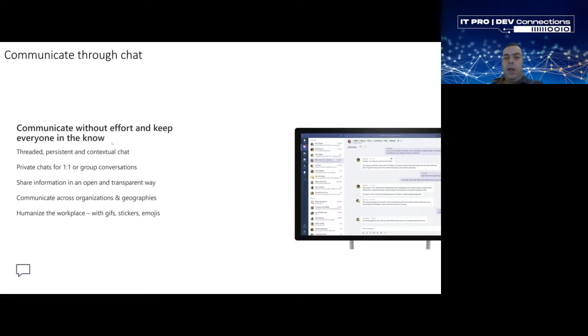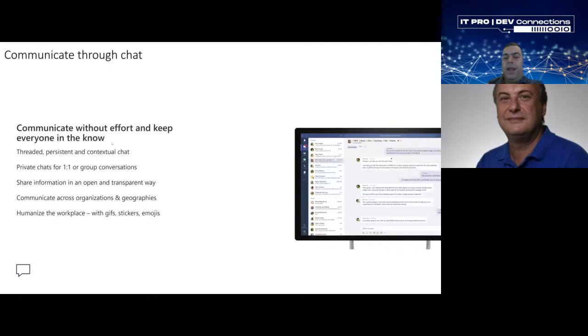And what about communicating through chat? You can communicate and keep everyone informed of all the communications. You have the preset chat and contextual chat. You have one-to-one or group conversations. Remember, do not create new teams just for small groups. If they just need to collaborate on a small project, give the users the adoption guidance that they can use groups and create small groups rather than create teams.